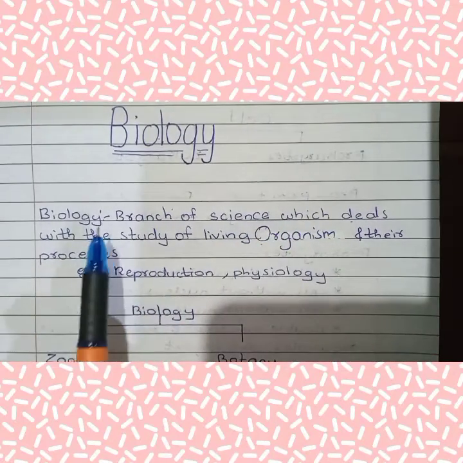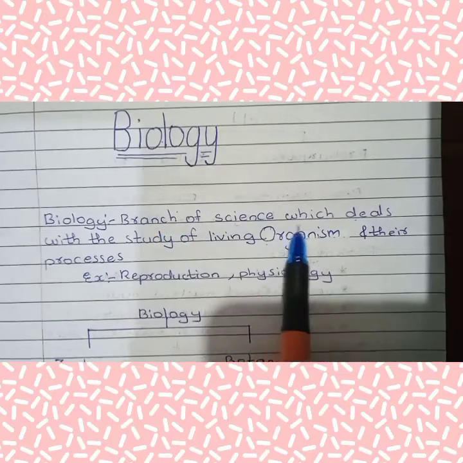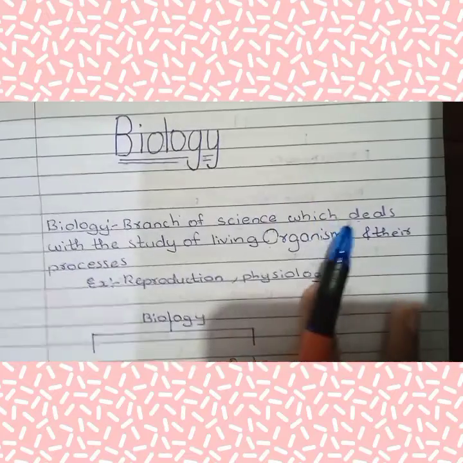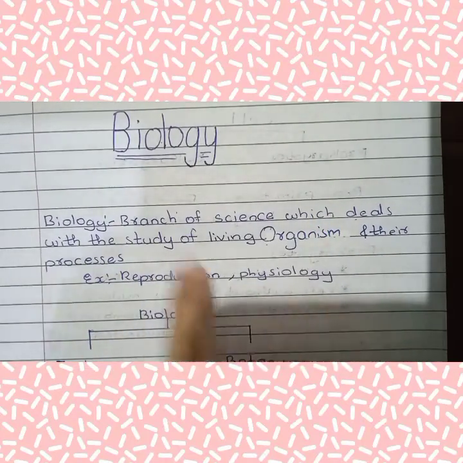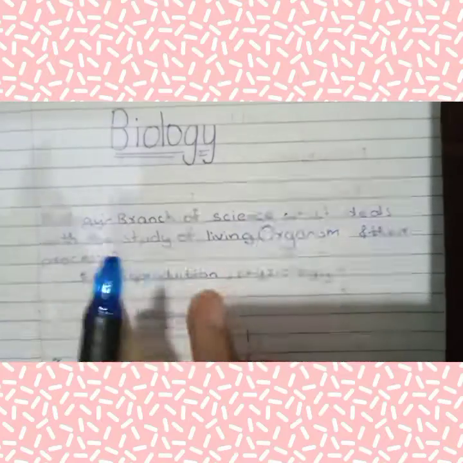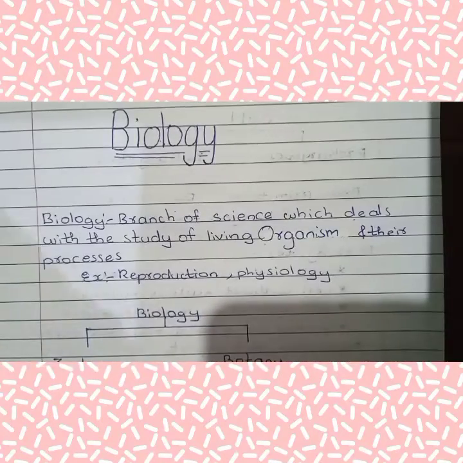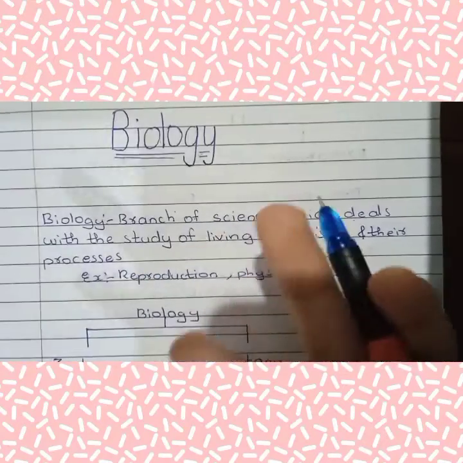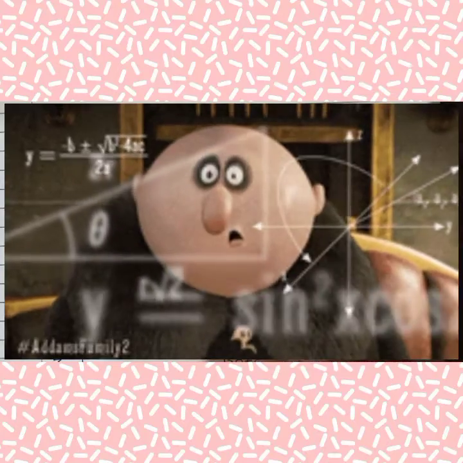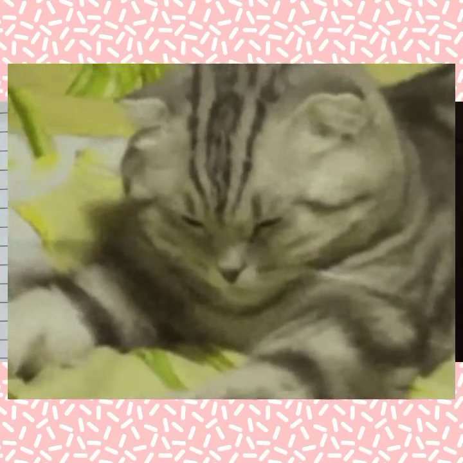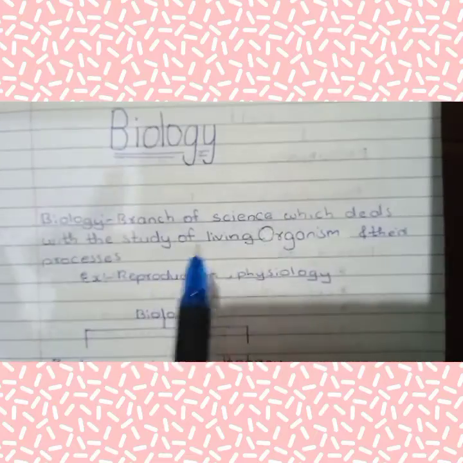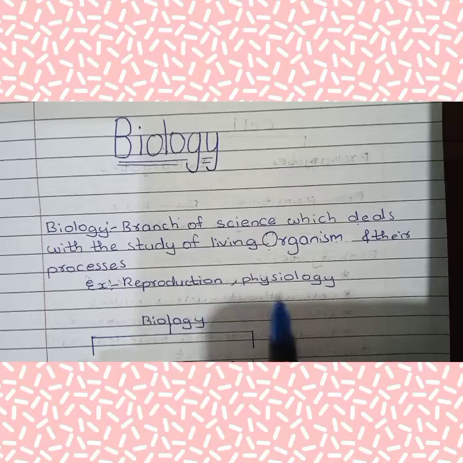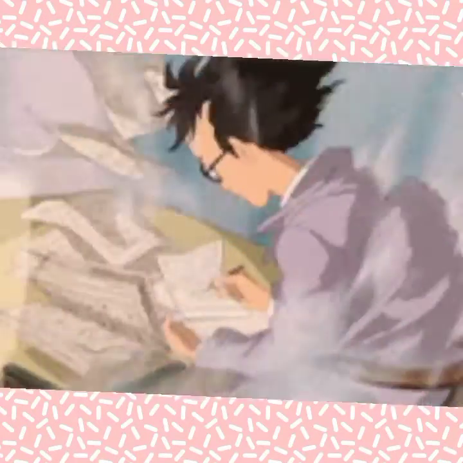First thing, what is biology? Biology is the branch of science which deals with the study of living organisms and their processes. It is a branch of science and it deals with what? Living organisms, the organisms which are alive, and their processes: what they do, like their age, how they walk, how they digest their food, what is their life cycle, their development and growth. We study about reproduction, physiology, growth, development, and many more.